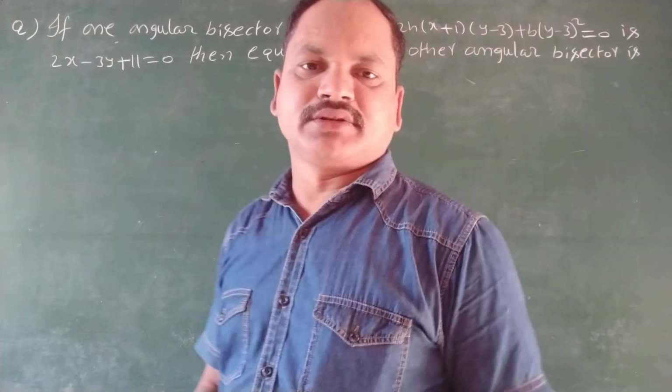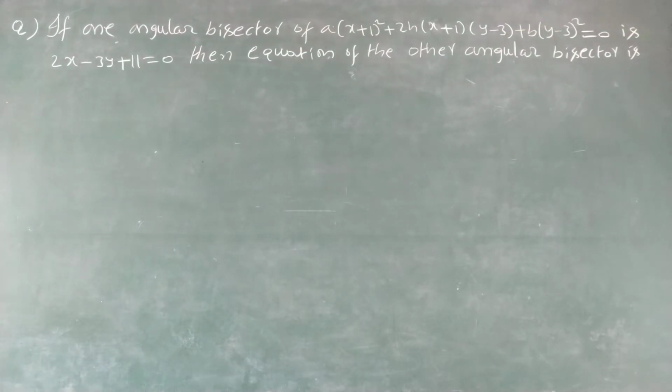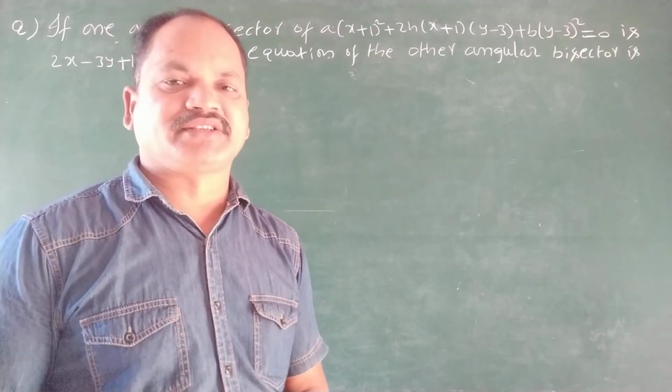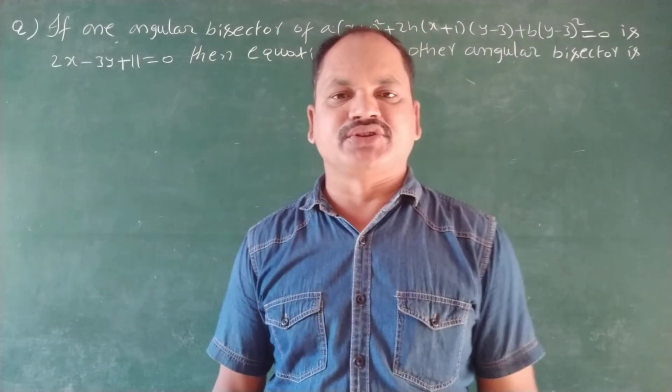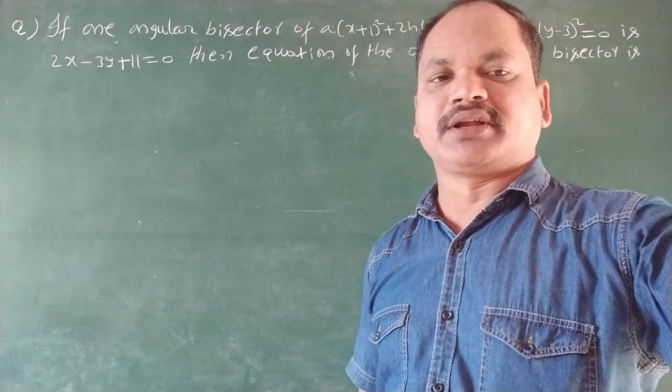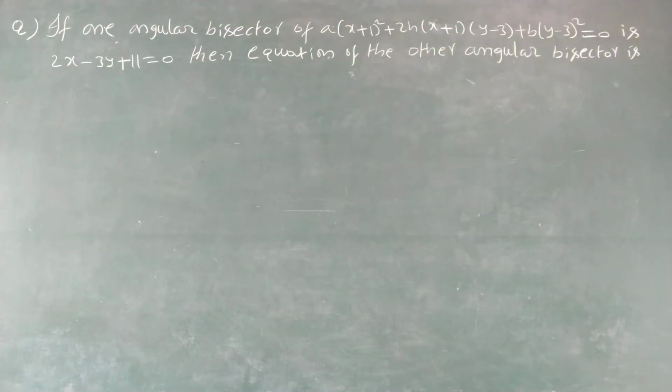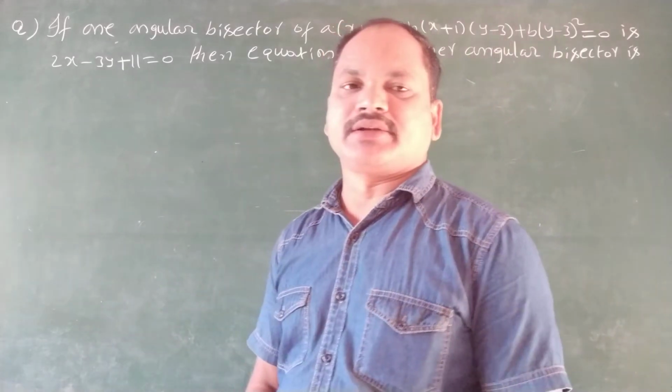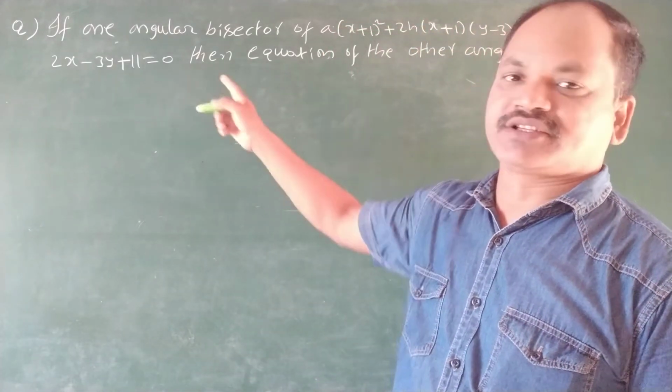Now the next question: if one angular bisector of a into x plus 1 whole square plus 2h into x plus 1 into y minus 3 plus b into y minus 3 whole square is equal to 0 is 2x minus 3y plus 11 is equal to 0, then the equation of the other angular bisector is. Now observe, we have to find angular bisectors. Angular bisectors are always perpendicular to each other. So one of the bisectors is given there: 2x minus 3y plus 11 is equal to 0.